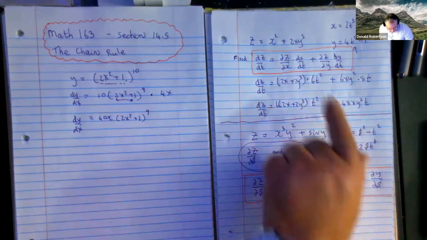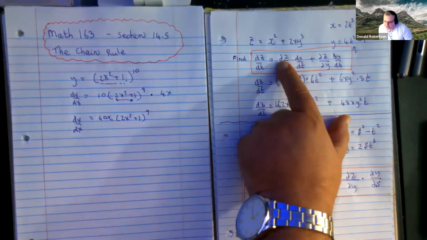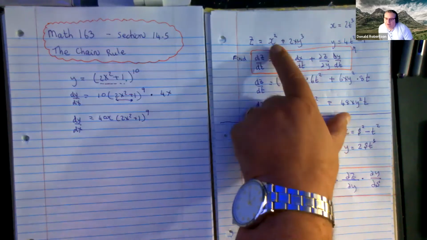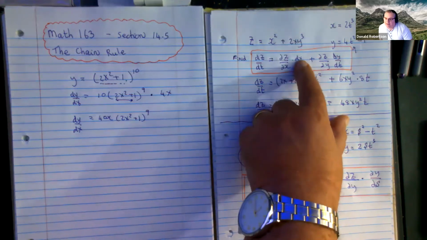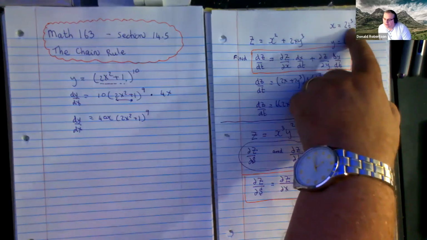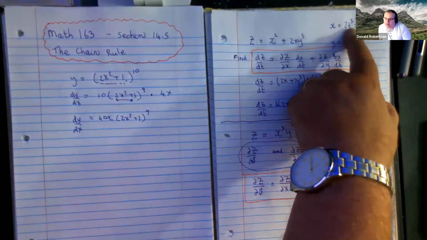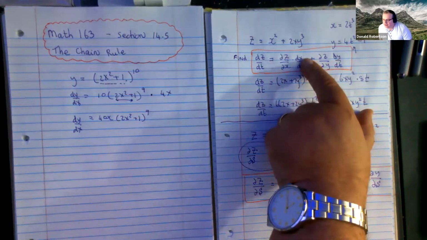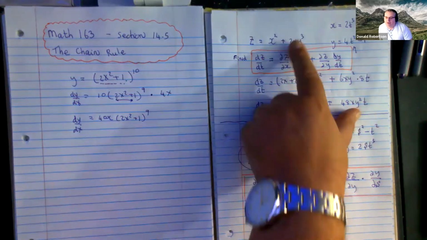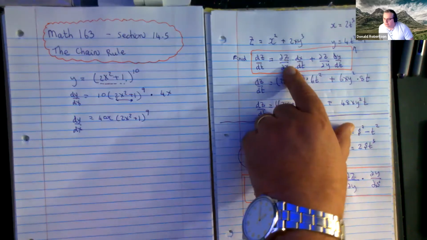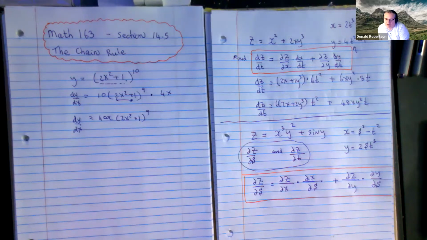So if you're interested, why these d's and why these deltas? These are deltas because this is two variables and it's multivariable. This is a d because x is only a function of a single variable. So if you're a single variable, you essentially get dx by dt. And if you're a multivariable, you get a delta z by delta x.